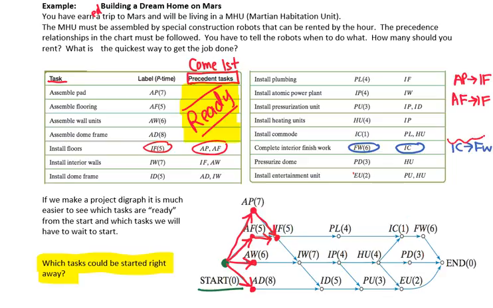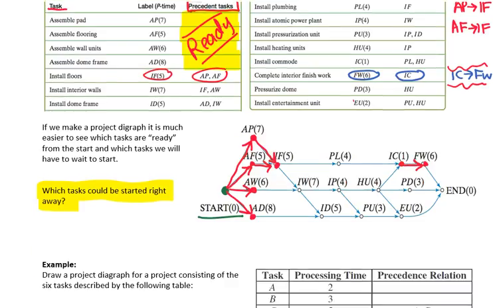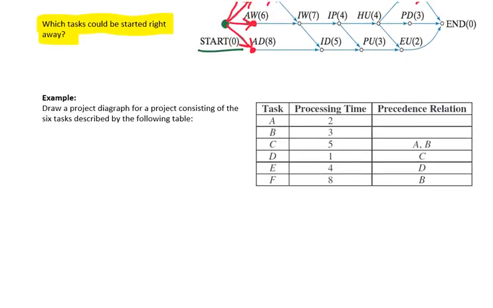Here's another one. IC to FW. IC has to be done before FW. Well, there they are in the graph. There's vertex IC, there's vertex FW, and we've drawn this picture. Okay, and you would do this for all of your pictures. Once you get to the end, anything that doesn't have a connection would go to the end of your project digraph. All right, so let's make a smaller one here.